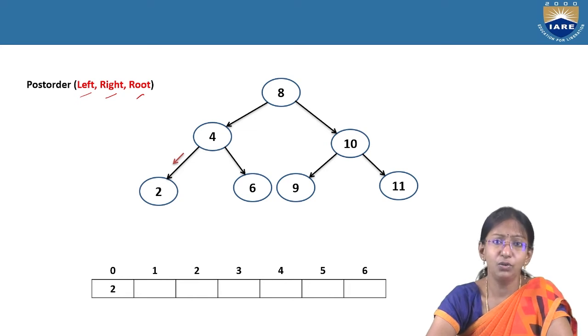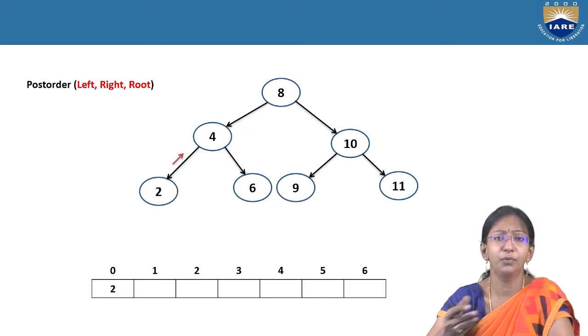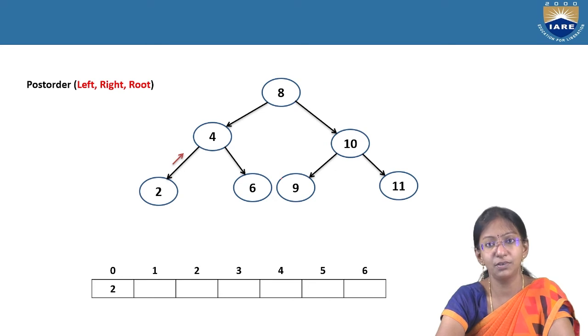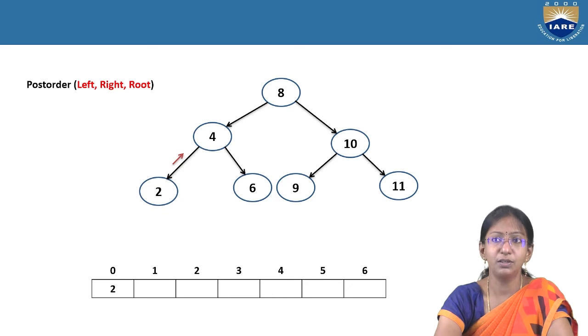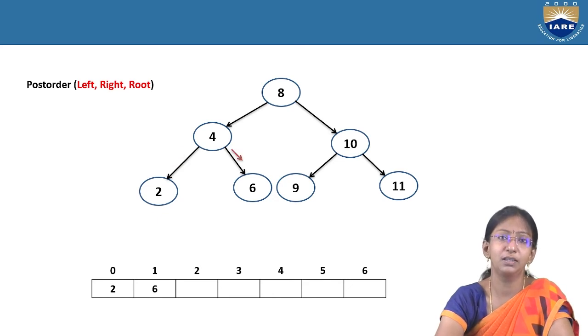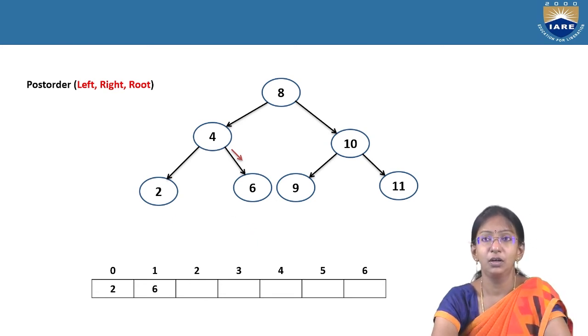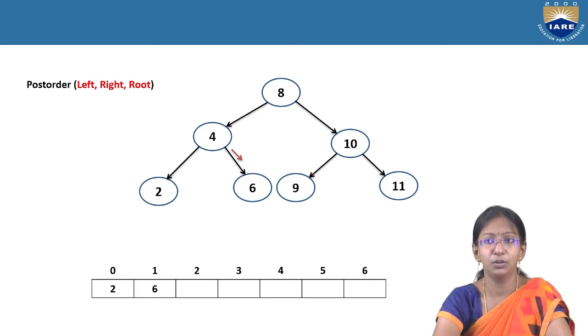Once it is done, you have to go in reverse. So I'm going to travel to 4. 4 is the root node, and its priority is at the last. Once the left subtree traversal is over, we need to travel towards the right subtree. Have a look at the node 6. Is it having any left child? No. Any right child? No. So what does post-order tell? If left and right are not present, then print the root. I stored the root.